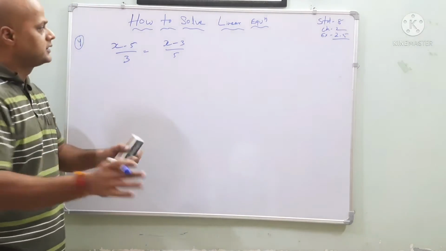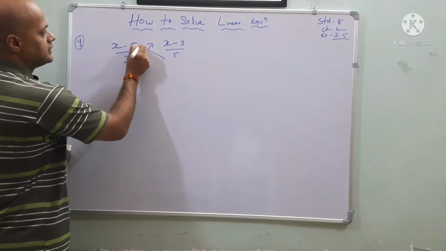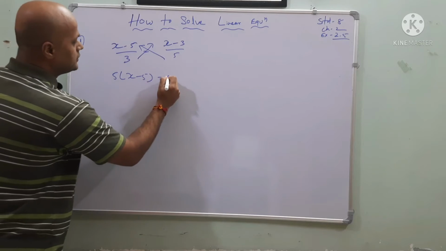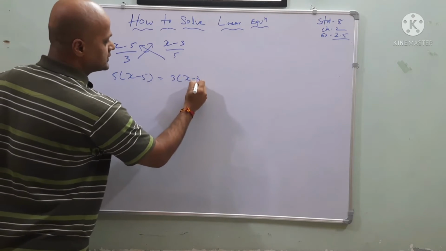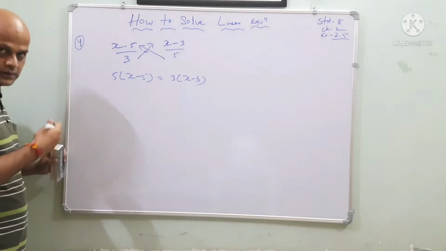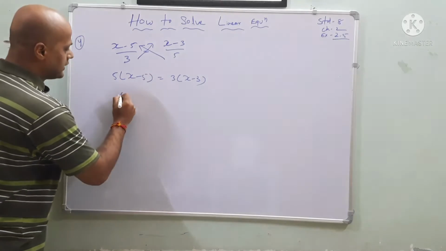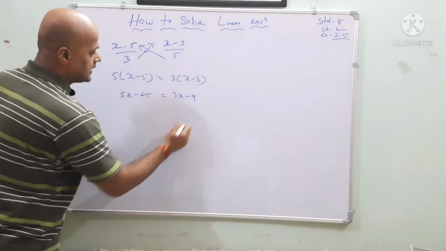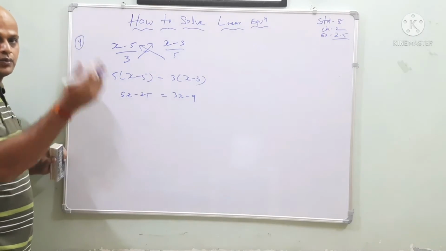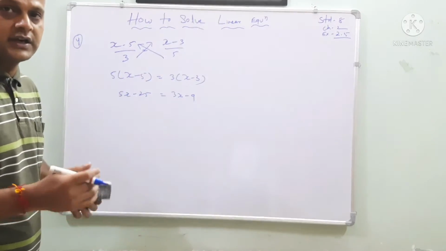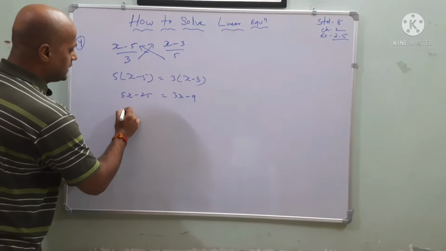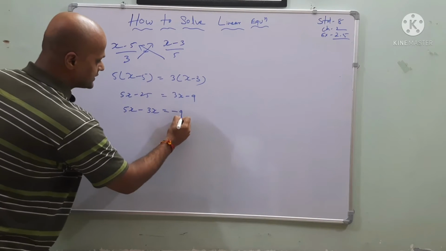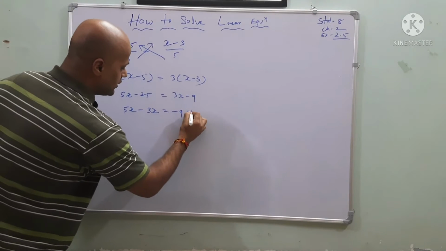What do we do? Simply cross multiply, directly do it. Okay, 5 into x minus 5 is equal to 3 into x minus 3. What will be the next step? You have to multiply it. Open the bracket. 5x minus 25, 3x minus 9. Next step, what? Arrange the constants and variables in one place. What is that? 5x minus 3x is equal to minus 9 plus 25.